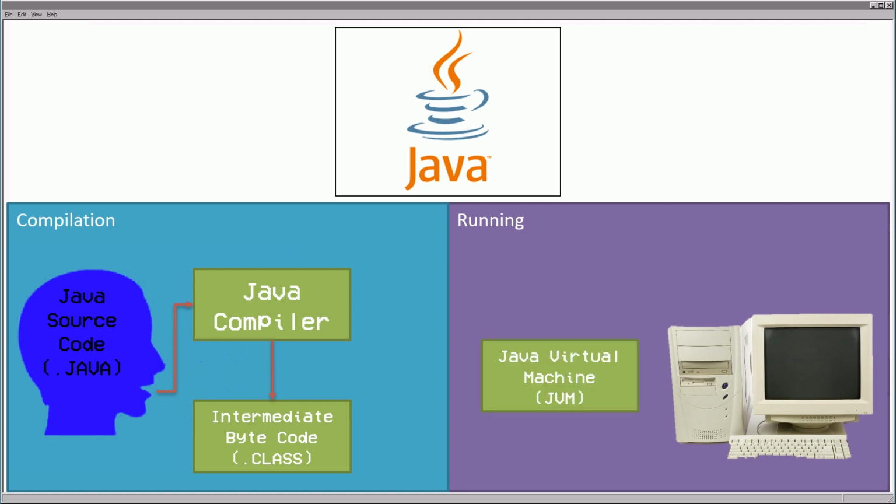Java uses what's called a Java virtual machine to run all of its software. This is the executable that all Java programs use. We load the .class files into the Java virtual machine, and this is how we run the software.